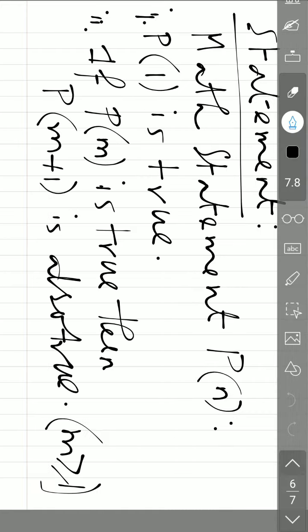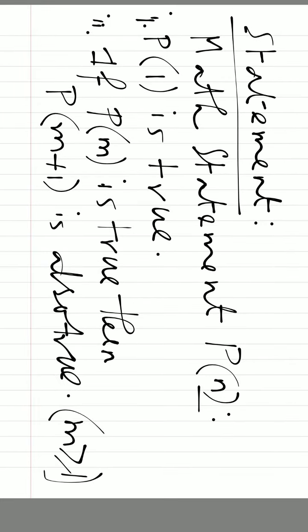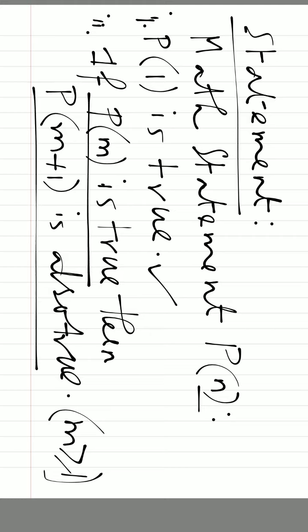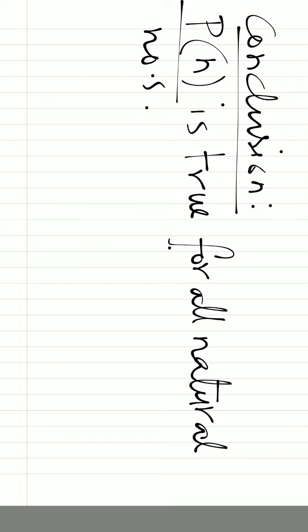So let me repeat it again. Suppose we have some mathematical statement Pn, and we have two conditions. The first one is that P1 is true, and the second one is that whenever Pm is true, Pm plus 1 is true. If we have these two conditions, then we can conclude that the mathematical statement Pn is true for all natural numbers.